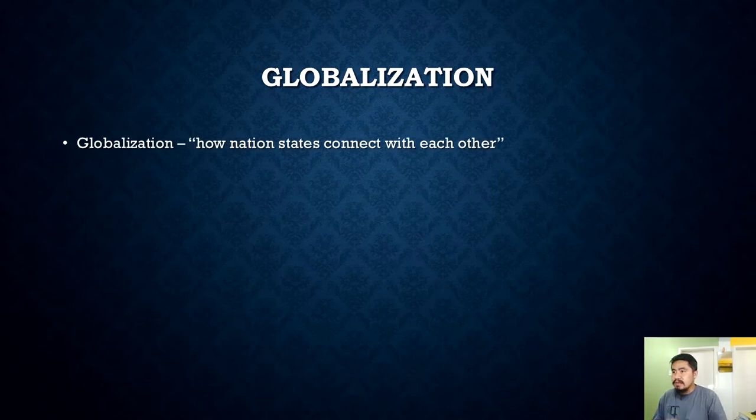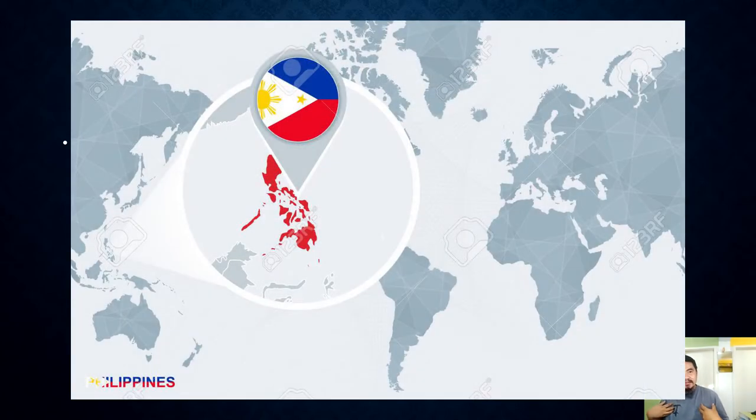When we define globalization, there are a lot of definitions of globalization, by the way. But may I just pick the simplest, actually. Globalization is basically how nation states connect with one another. So, how does the Philippines connect itself towards the world, towards the United States, towards China, or other entities such as ASEAN, the United Nations, or even companies such as McDonald's, Samsung, etc.